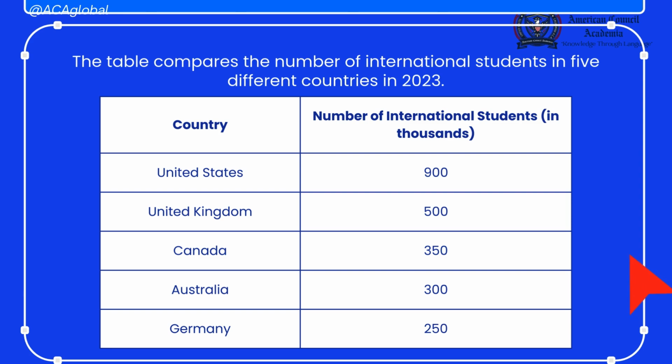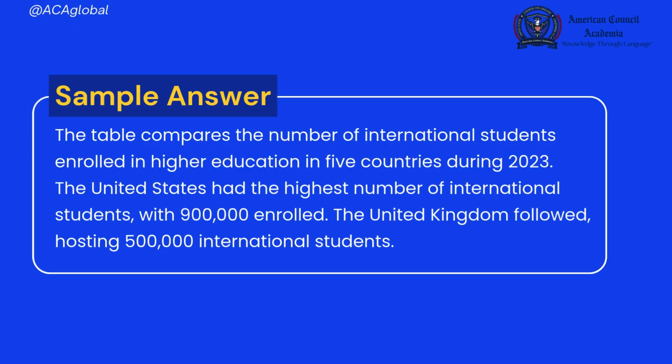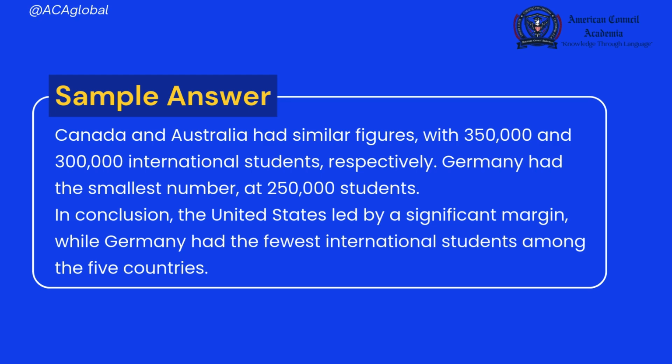The table compares the number of international students in 5 different countries in 2023. Sample answer. The table compares the number of international students enrolled in higher education in 5 countries during 2023. The United States had the highest number of international students, with 900,000 enrolled. The United Kingdom followed, hosting 500,000 international students. Canada and Australia had similar figures, with 350,000 and 300,000 international students, respectively.